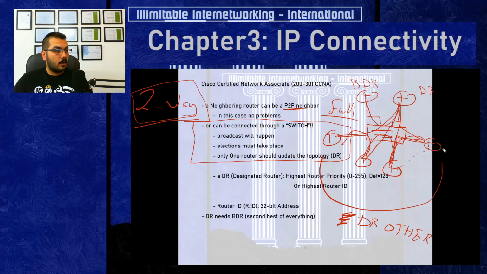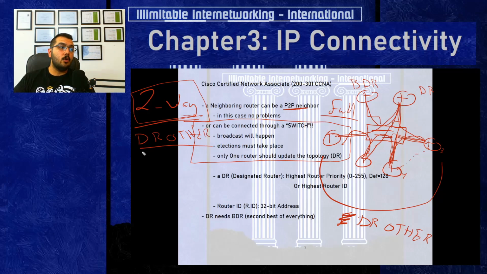But this router number 3 and router number 4, they do see each other. They are having a neighbor adjacency between each other, but it stops at the two-way. So two-way neighbor adjacency happens between the DR others only. Okay, so this is where you will find two-way.